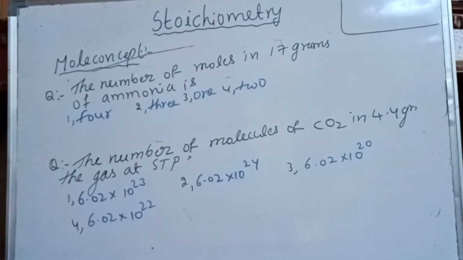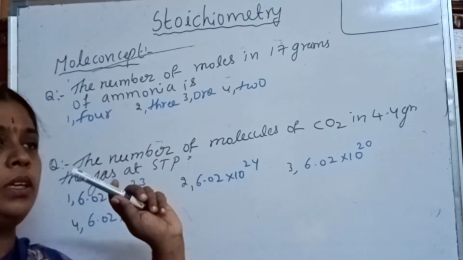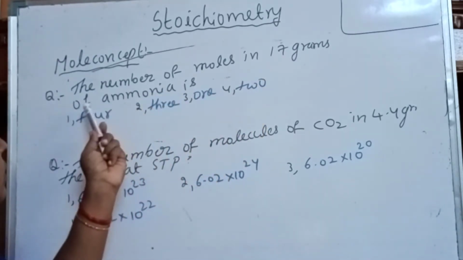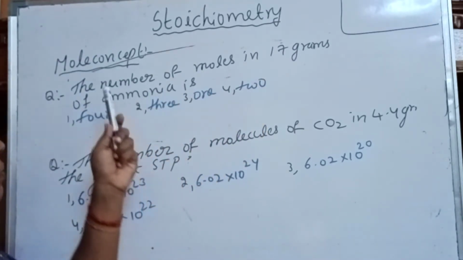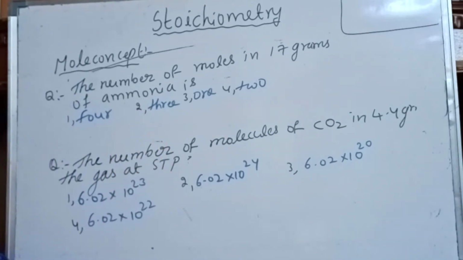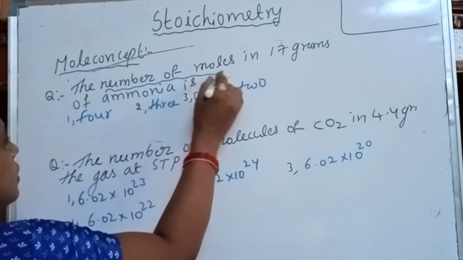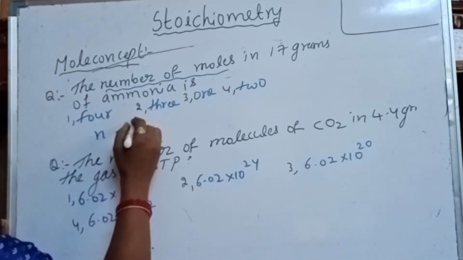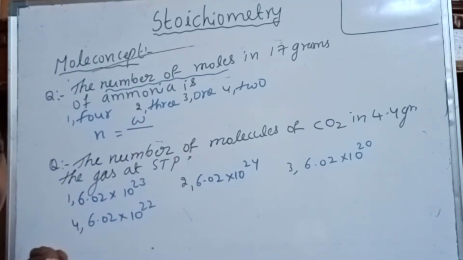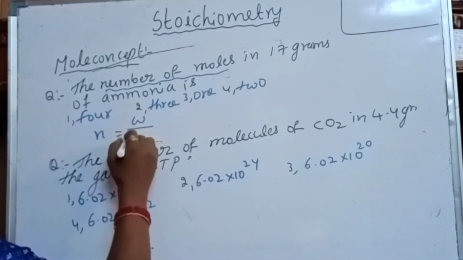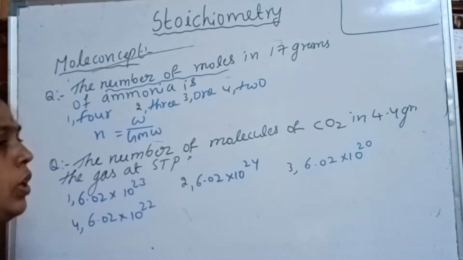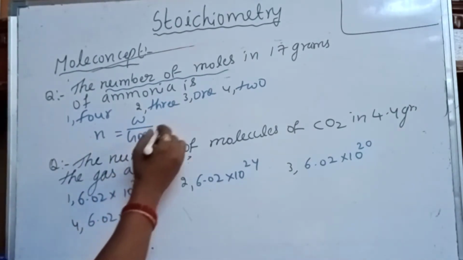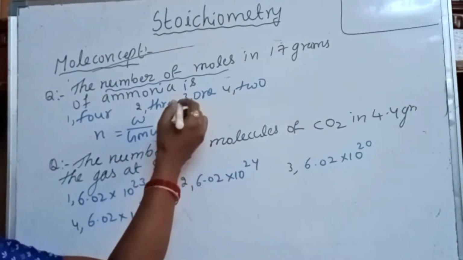First question: the number of moles in 17 grams of ammonia is. So we have to calculate the number of moles. For this, the formula is that the number of moles of any substance is equal to the given weight divided by the gram molar mass, or gram molecular weight. Same meaning. So substitute here.